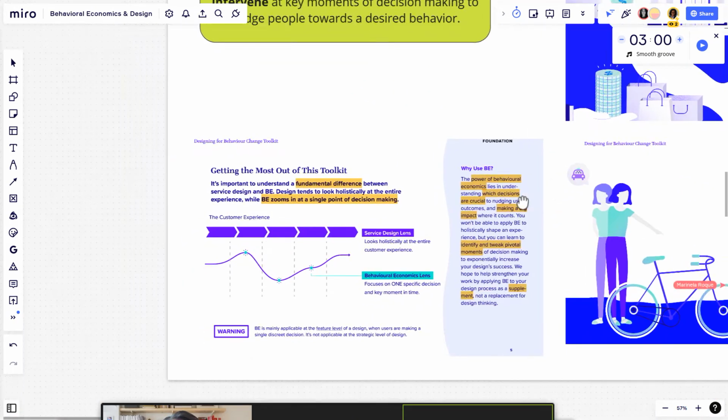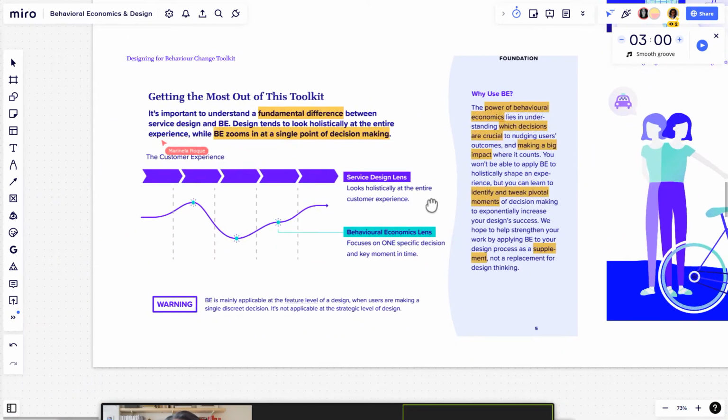So different from service design or user experience design tools, where designers try to map the entire user journey, going step by step, what are the different actions that the user takes and how the users are feeling, and then design something holistically, behavioral economics tries to identify what are specific moments in which we could intervene with certain actions to help users accomplish what we want. Ideally, of course, something positive. So this is more or less the difference between service design, for example, or user experience design and behavioral economics.